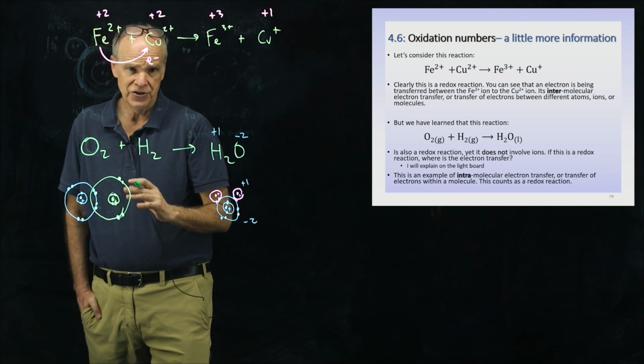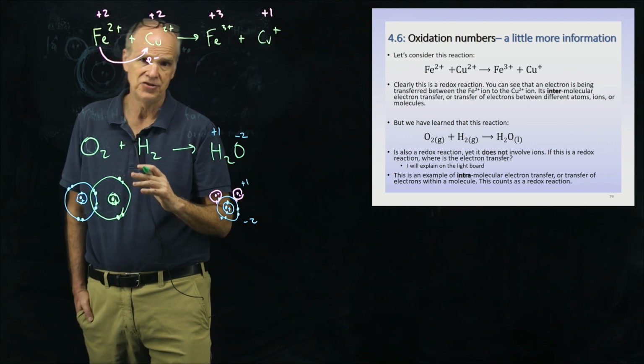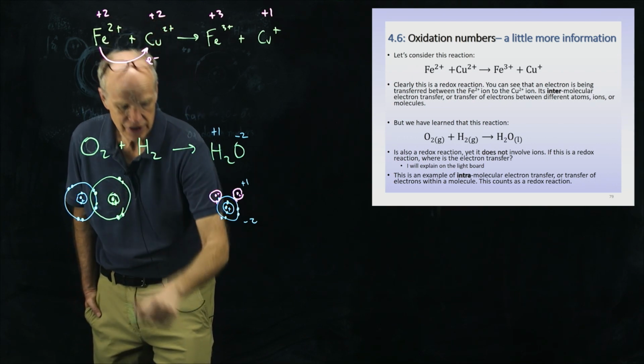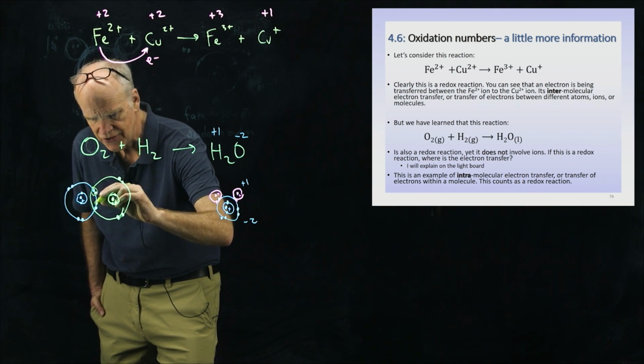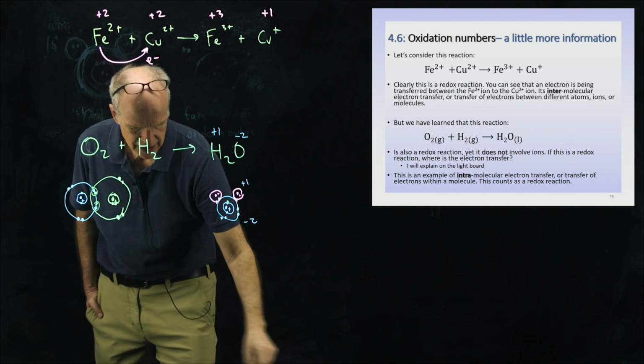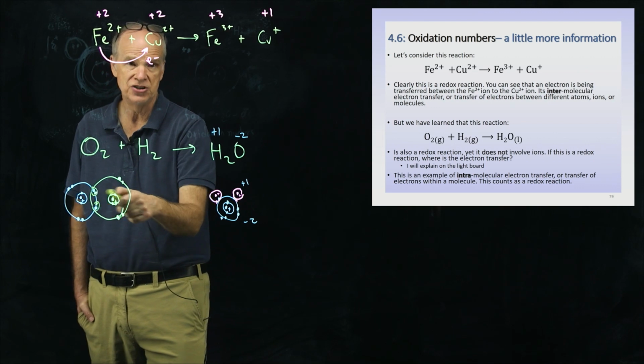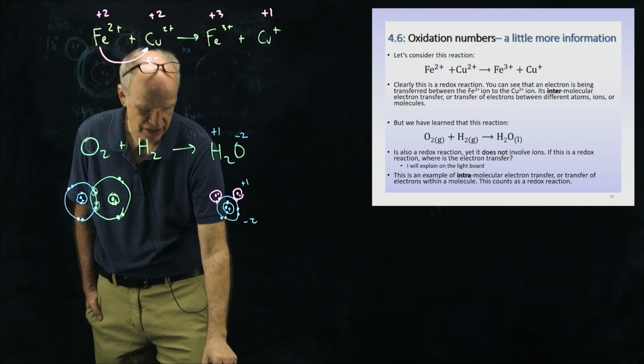Now, as it turns out, you'll learn later with the oxygen molecule, you see these two pairs of electrons here? It's a total of 4 electrons. These two pairs of electrons are going to be shared between the two oxygen atoms.